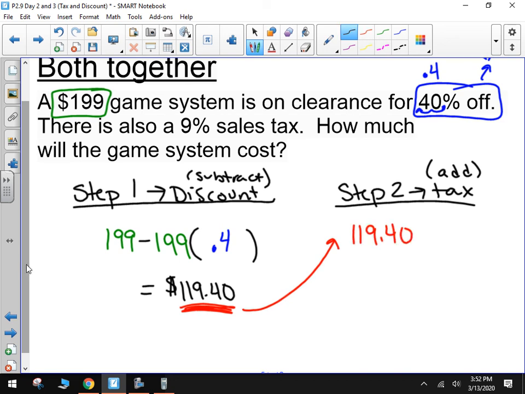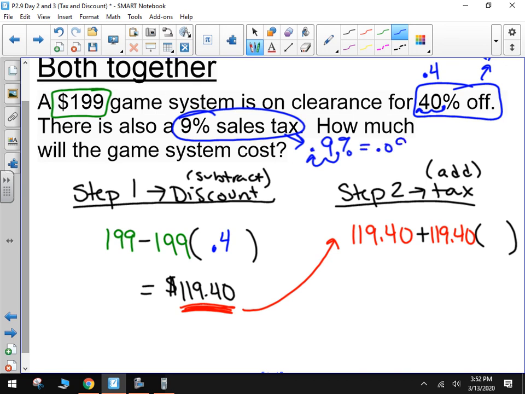Now the sales tax is 9% sales tax right there. So I have 9%, and I need to change it. So I have to move the decimal 1 to the left. I have to use a 0 as a placeholder between the decimal and the 9. And then I type that in my calculator, and I get my final answer of $130.15.